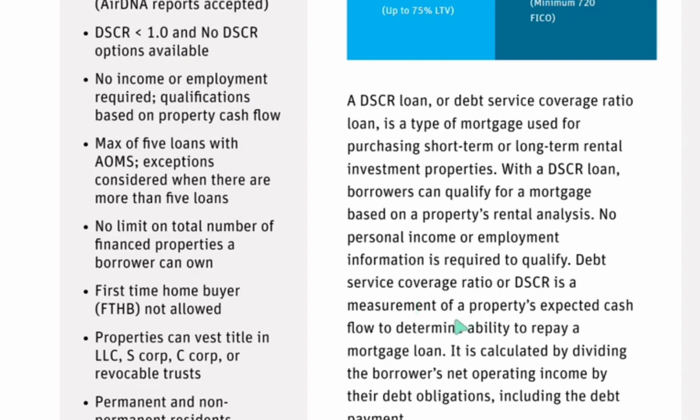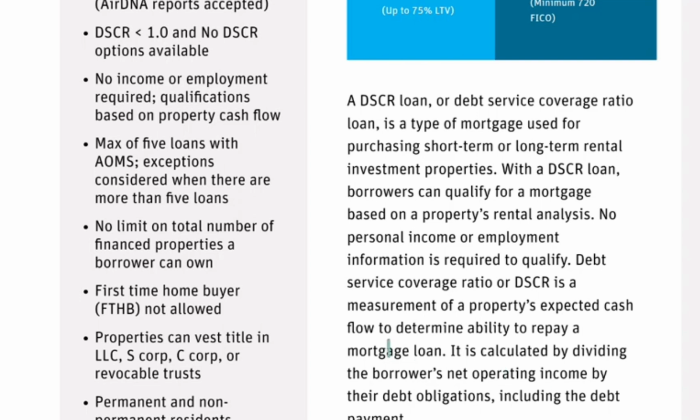Now, how do you calculate this? It's basically by dividing the borrower's net operating income, which is the rental income, by their obligations, including the debt payment. So how would you do this? You would add up all the borrower's payments that they have to make on the home. The rental income would be what you would be dividing by that. So what is the total debt payment? It's usually the mortgage payment, taxes, insurance, HOA payments, or anything else that needs to be included in that calculation, which could also be flood insurance.